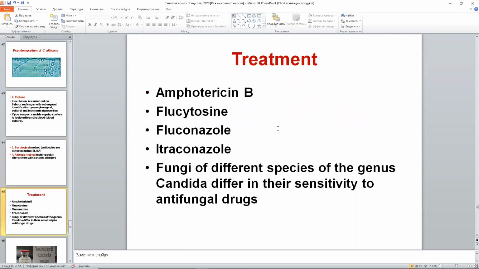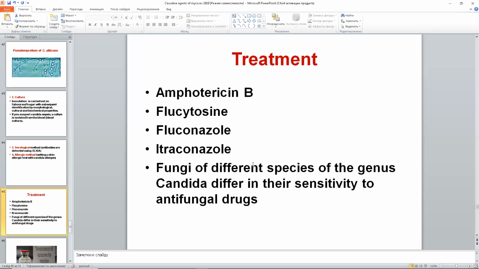Treatment. Treatment is done, again, by specific antifungal preparations. Amphotericin B is often used for treatment of systemic mycosis and dermatomycosis, and then flucytosine, fluconazole, itraconazole. Unfortunately, fungi of different species of the genus Candida differ in their sensitivity to antifungal drugs.